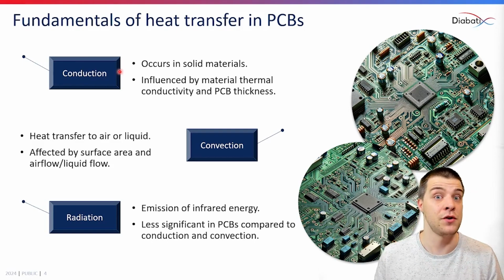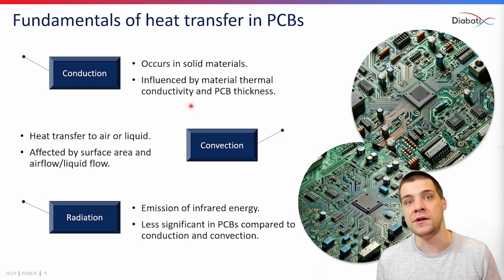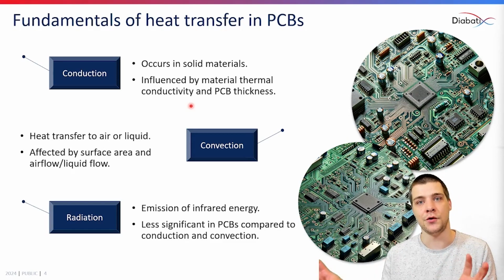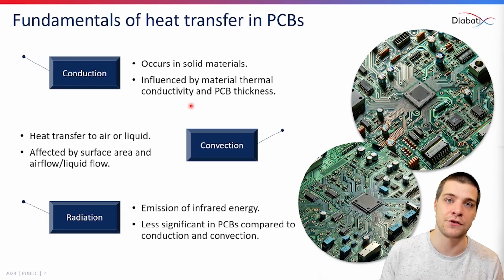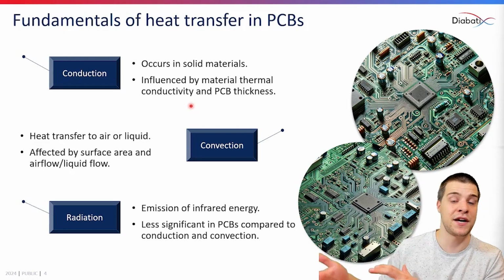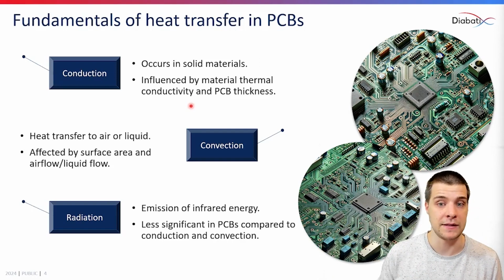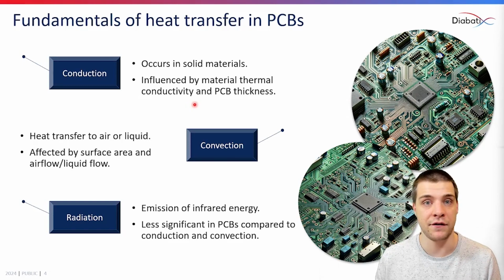This is what's called conduction, and it is influenced by something called the material thermal conductivity. The higher the conductivity, the more easily those molecules can transfer the heat, and thus the easier the heat can transfer from one side of the chip, one side of the PCB, towards the other side of the PCB. And the easier it is, the lower the temperature difference across the PCB.